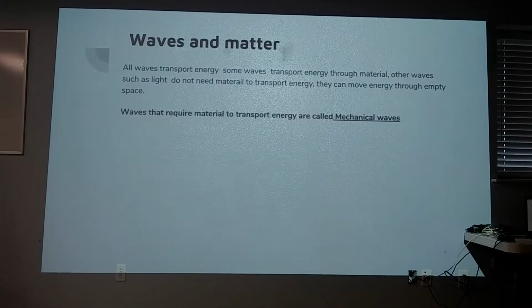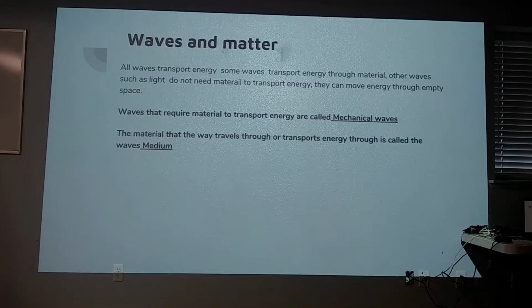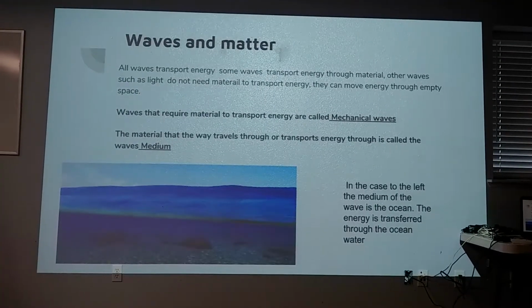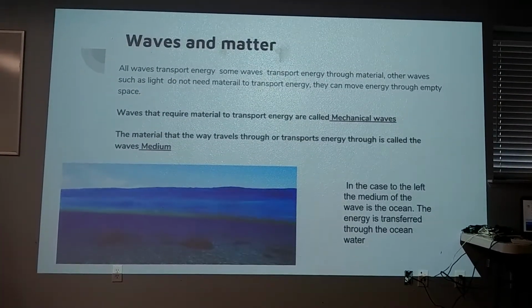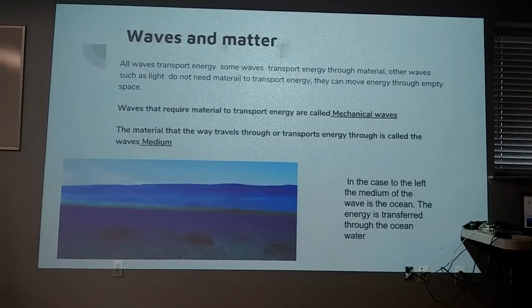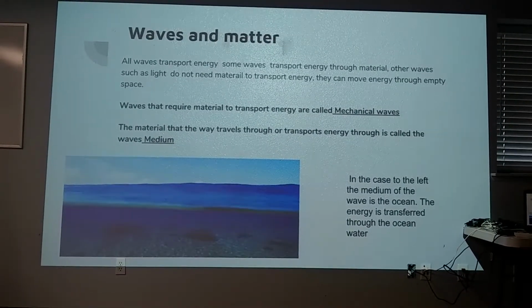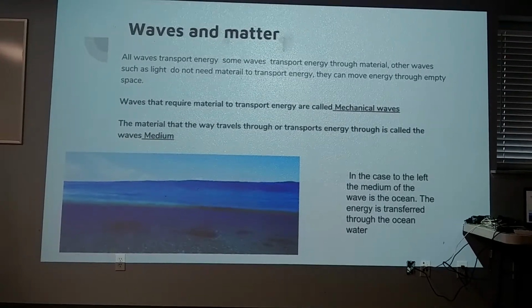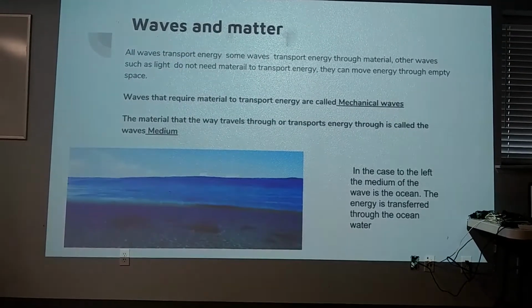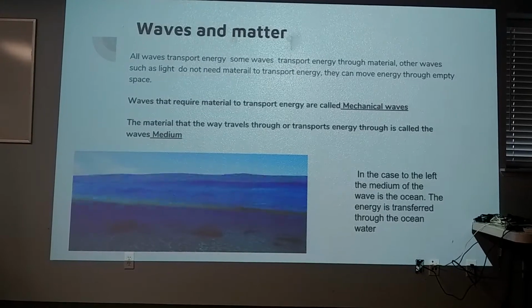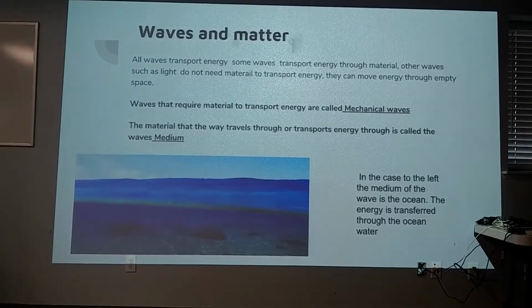Waves and matter. All waves transport energy. Some waves transport energy through material. Other waves, such as light, do not need material to transport energy through. Light can travel through space. Light's a wave. It doesn't require something to travel through. Mechanical waves, which we're talking about, need something to travel through. In the picture below, the ocean waves, the medium is the water, the ocean. That's what the wave travels through.